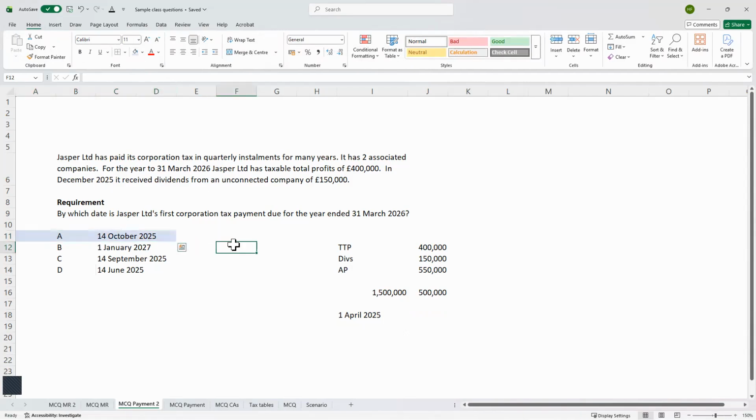And the question has asked us for the first corporation tax payment, so that will be the first payment due. The next payment will be due on 14th of January 2026, and then 14th of April 2026, and then the final payment on 14th of July 2026.